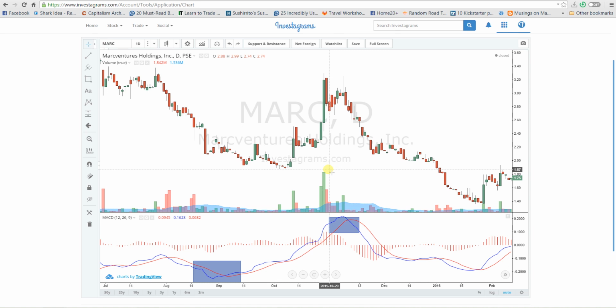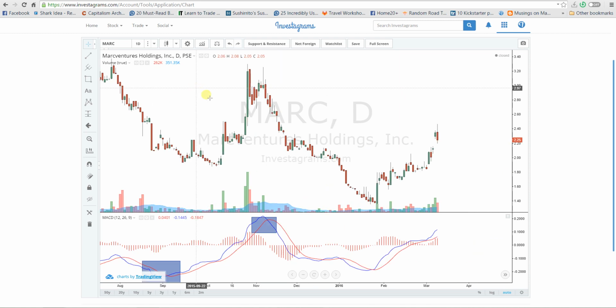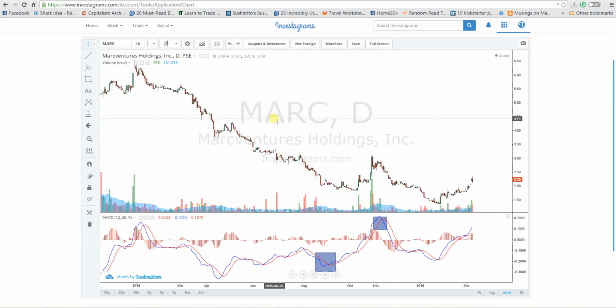Today we shall be talking about our new feature in Investagrams, the InvestaScreener. But first things first, let's discuss how we usually buy and sell our stocks. What do we use for our analysis?